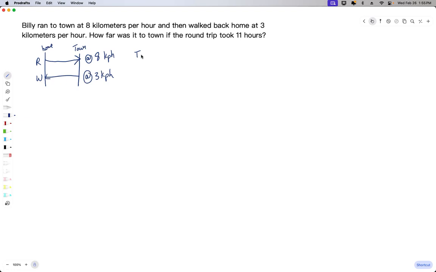So the time running plus the time walking is equal to 11 hours. So we can create our substitution by subtracting the time walking from both sides. The time running is equal to that total 11 hours minus whatever time he was walking. So now we see the distances are the same. So the distance running is equal to the distance walking. The rate running times the time running is equal to the rate walking times the time walking.